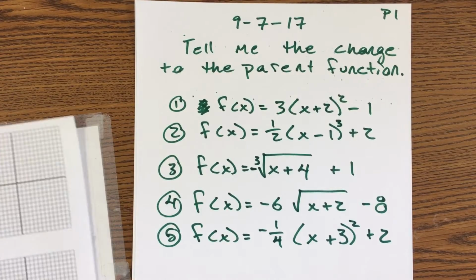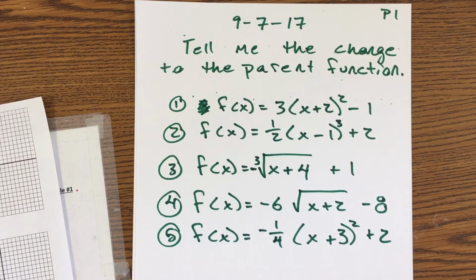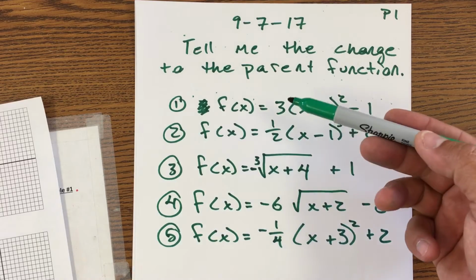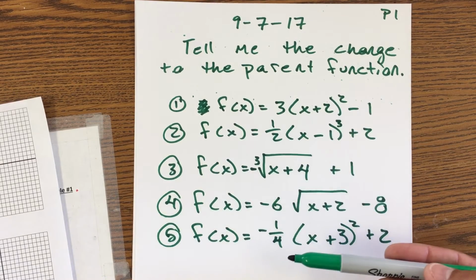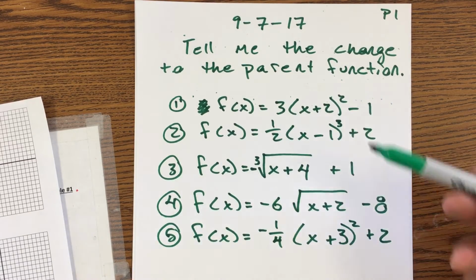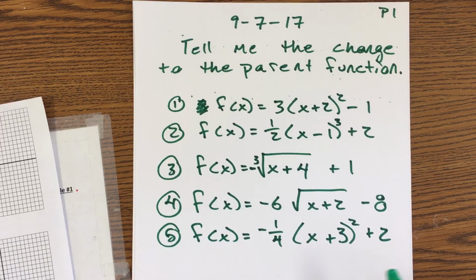Okay, we're gonna add another change to our changes to the parent function on this one. So I'm gonna have you guys actually turn these in. You're gonna turn them in at the start of class. Make sure you just write the changes to the parent functions. You'll notice that all of these have a number in front, and we didn't do that before. The rest of it you already learned, so that should be pretty simple.